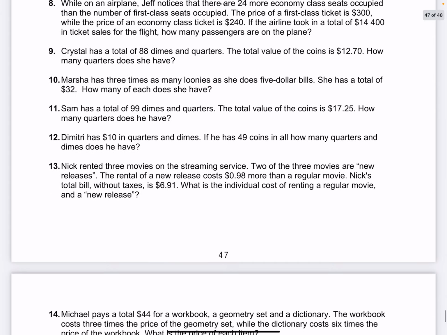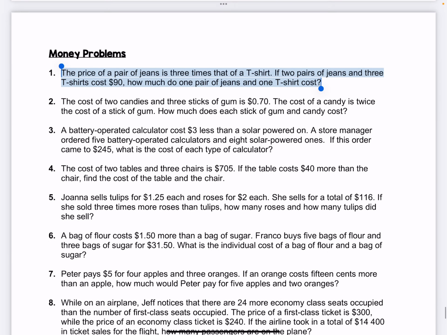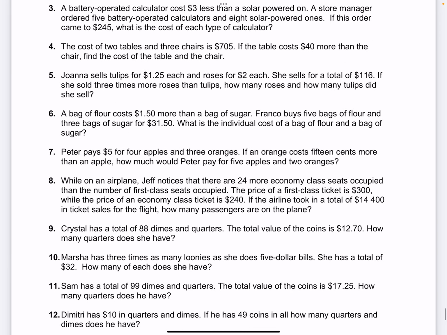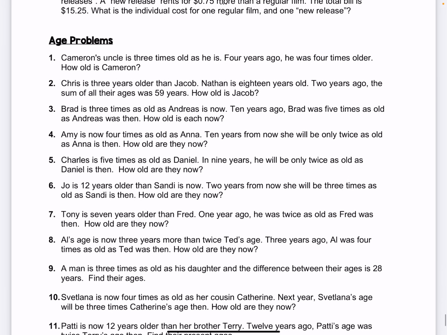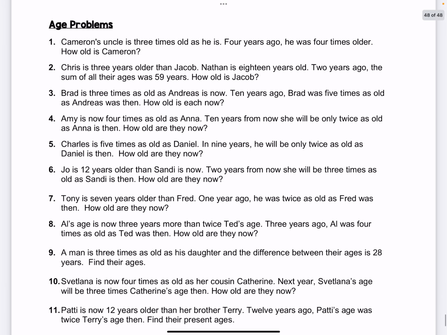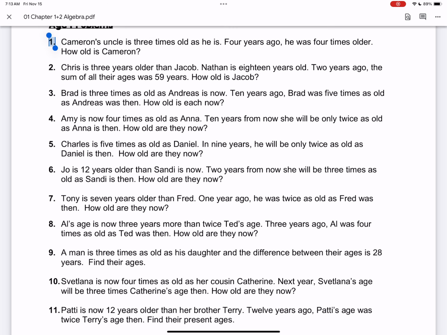Here's 47. Oh, actually we did that. So you do a couple of these. I think I've asked you to do 5 just to give you the idea. And then 48. Cameron's uncle is 3 times as old as he is. So these are what's called age problems. So let me take that.